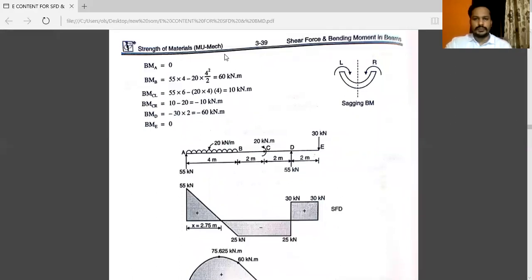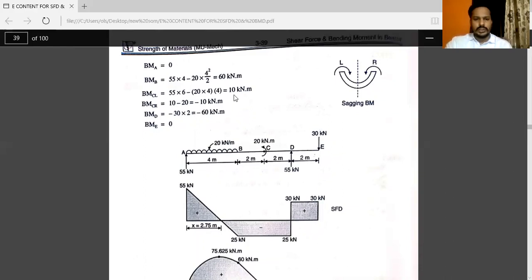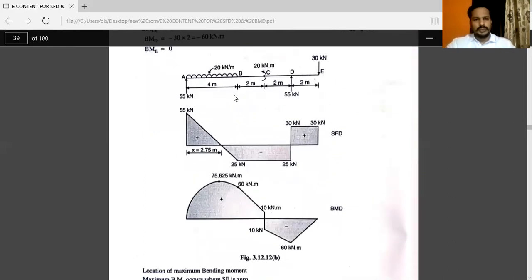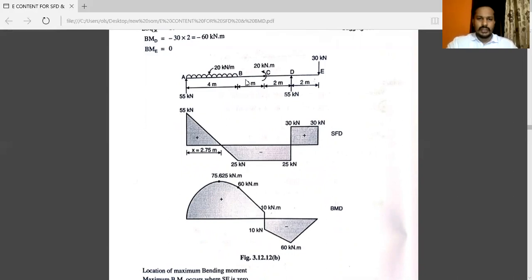If you solve this type of problems, automatically you will get maximum confidence and you can solve any problem very easily. Now I have completed this concept, if the additional moment is given.